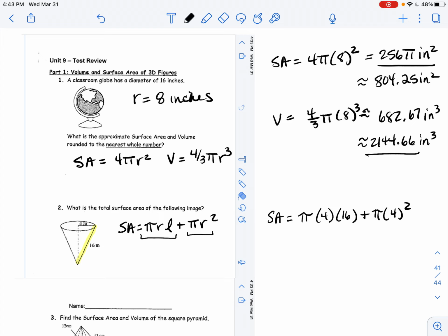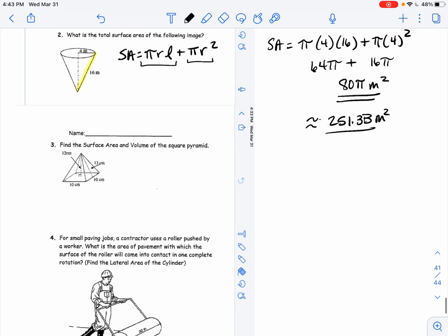All right, and I'll work it out both ways. So just in case your answer is in terms of pi, it would be 64 pi plus 16 pi. And if we add those together, that would give you 80 pi. So in terms of pi, that would be meters squared. Or if I wanted to go ahead and work out the pi, approximately 251.33 meters squared. In problem number 3, find the surface area and volume of the pyramid.